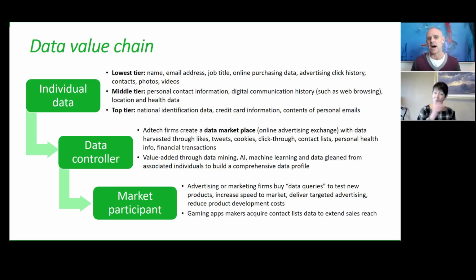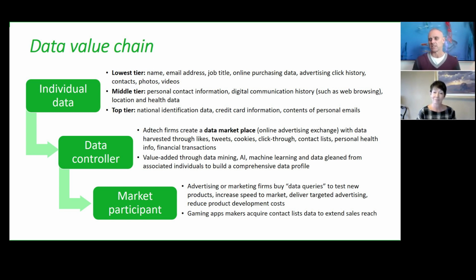We'll talk about the data chain. First of all, we have the individual data level. This is made up of all our personal information ranked into different tiers, which reflect the ease or the accessibility of the certain data and the value of certain data that we generate. At the middle, we have the people who create the data marketplace. These are your ad tech firms, such as your Googles and your Facebooks.